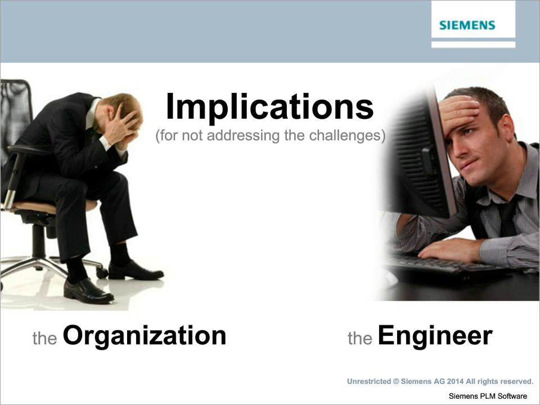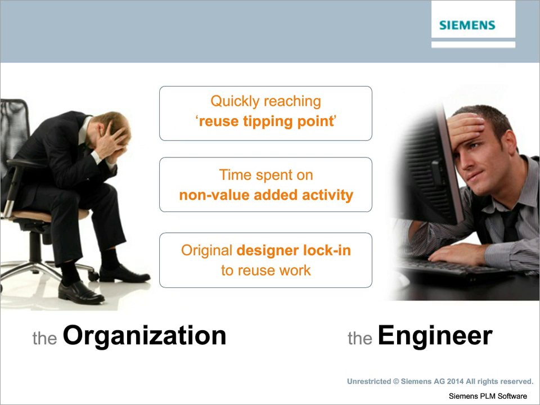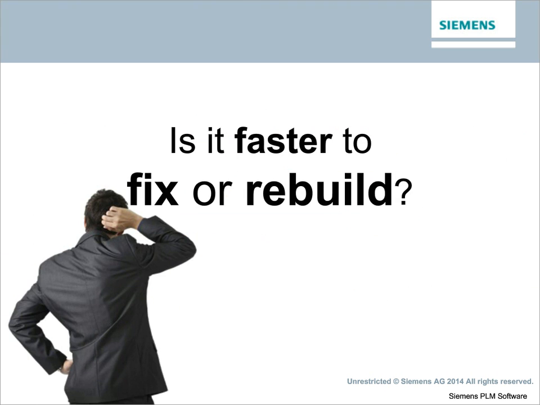And if these are not addressed quickly, the implications to both the organization and the engineer can be dire. So what does this actually mean? Your designers will most likely spend an enormous amount of non-value added time trying to fix the reuse issue, quickly reaching the reuse tipping point. And in the end, it might actually be quicker, like we said before, to recreate rather than trying to modify the existing design. So we wonder, is it faster to fix an existing model or to rebuild?